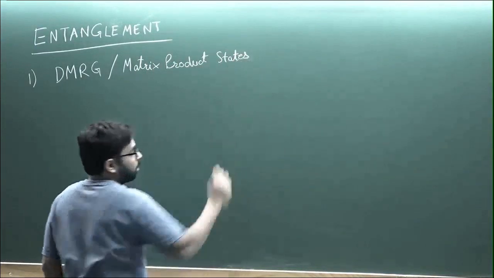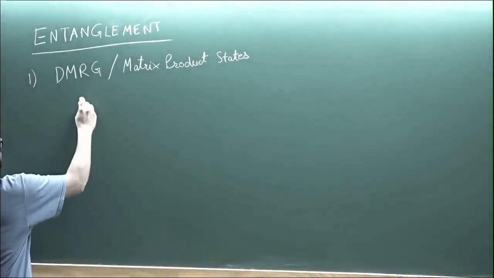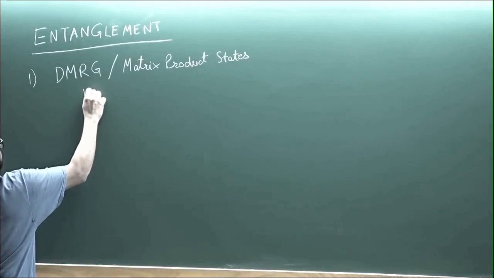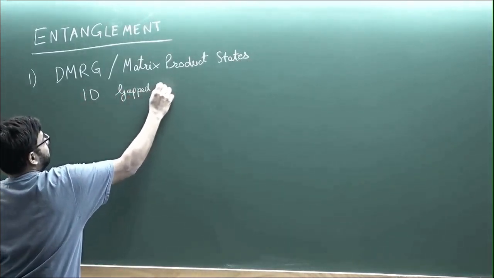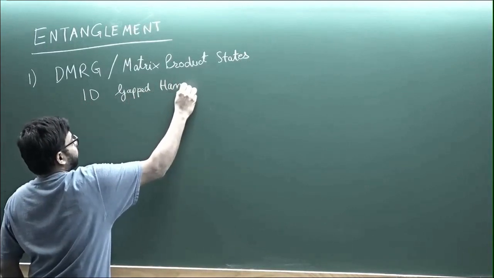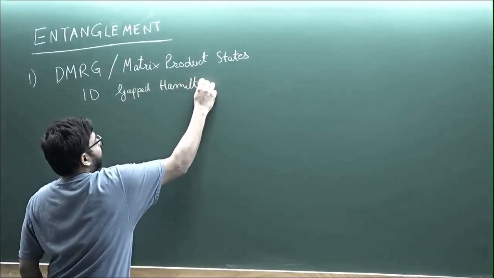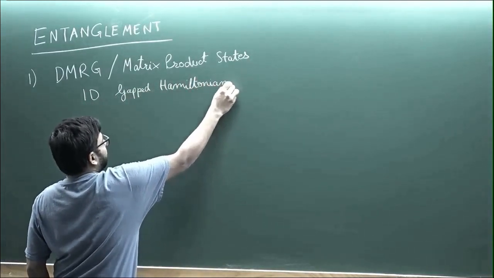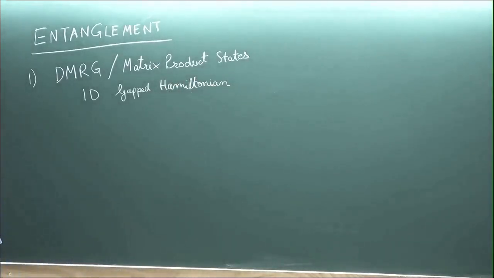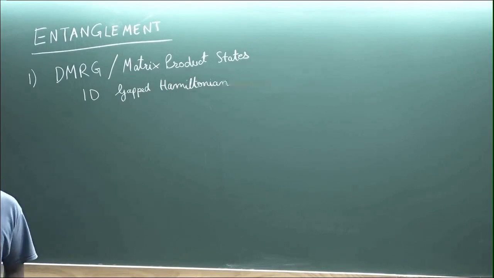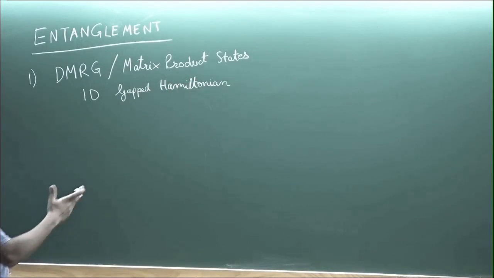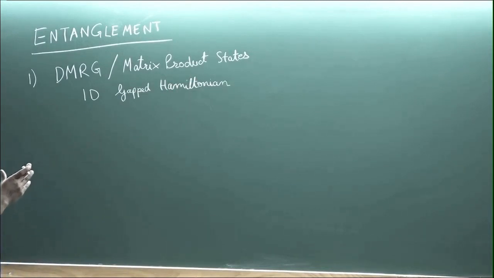can be used to efficiently compute correlation functions, at least in 1D gapped Hamiltonians. So let's say you have a 1D spin chain and the Hamiltonian is gapped. There is some complicated ground state because the Hamiltonian is generally chaotic, interacting. And if you want to compute low point correlation functions, it is very efficient to compute it using this method. And the ideas behind these algorithms are inspired from entanglement.